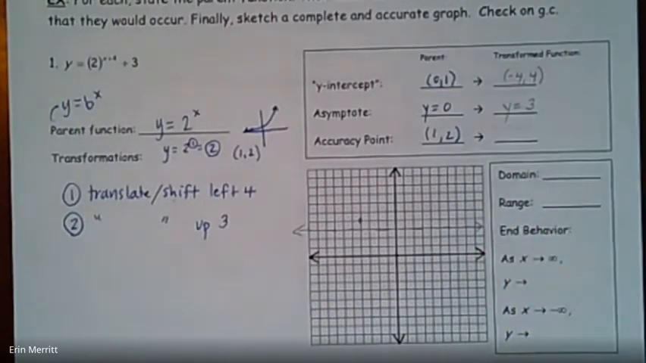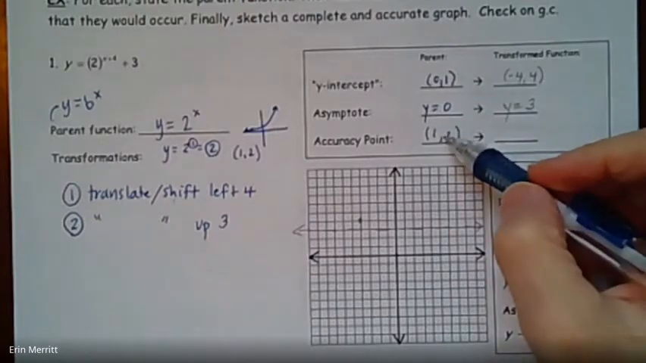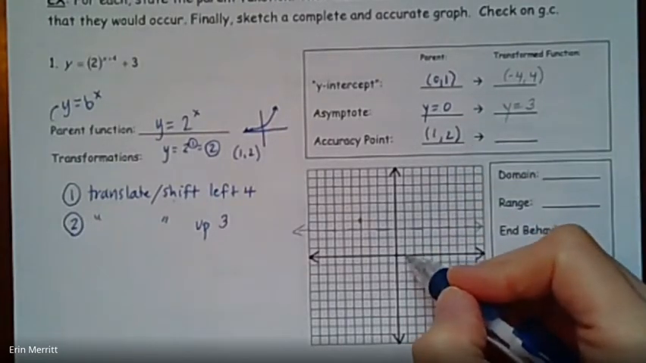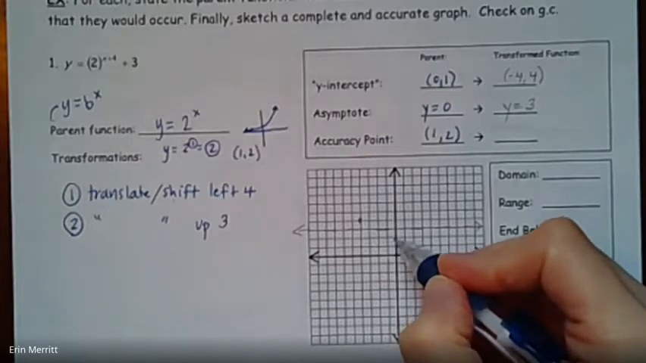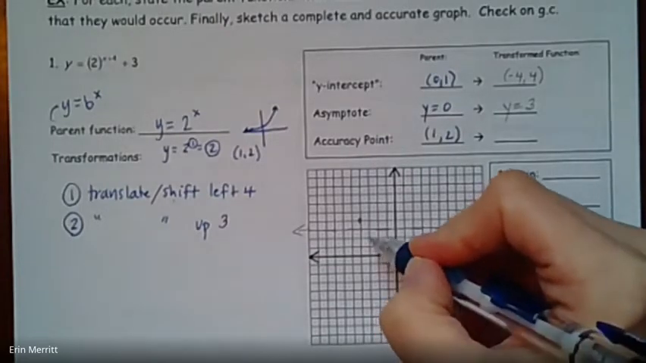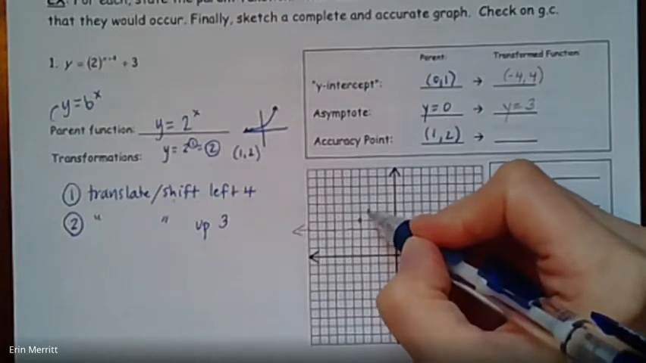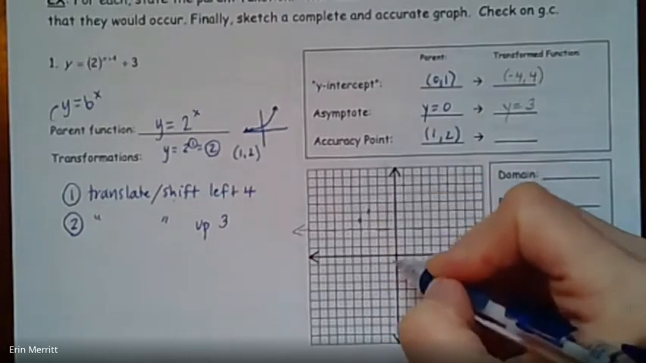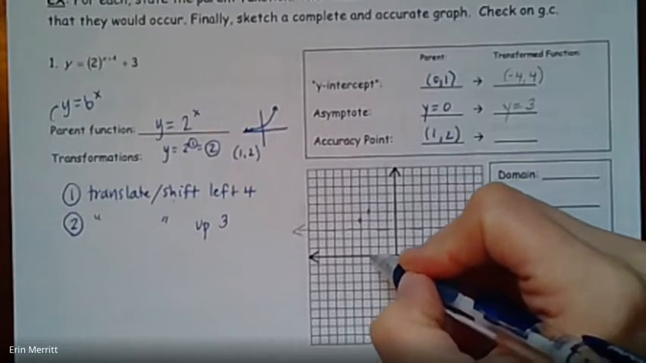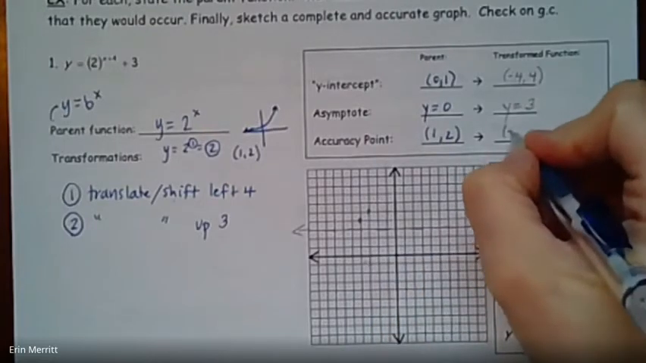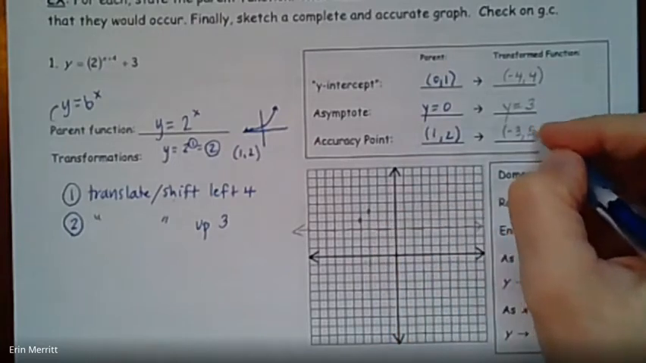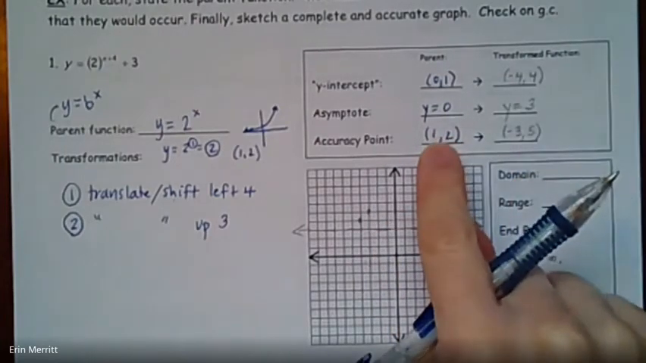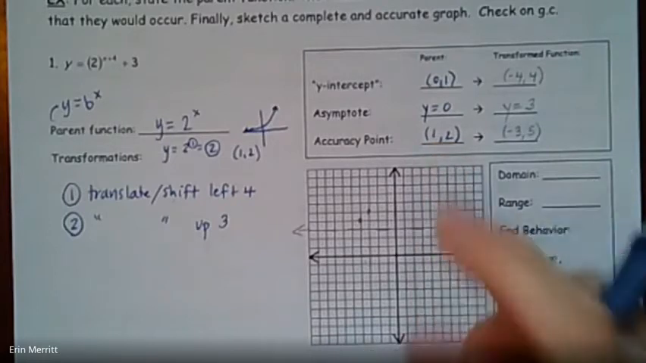As for my accuracy point, find the point (1, 2) on your graph. So if I go over 1 and up 2, from here, I'm going to walk it to the left 4. So 1, 2, 3, 4, and up 1, 2, 3. All right, that arbitrary point just moves. It's now (-3, 5): left 1, 2, 3, and up 1, 2, 3, 4, 5. So I could have taken any point on the original graph and shifted it. I just picked something simple to work with.